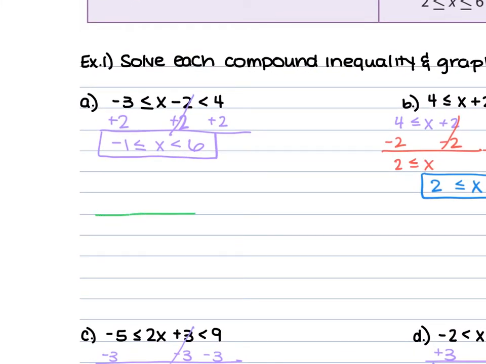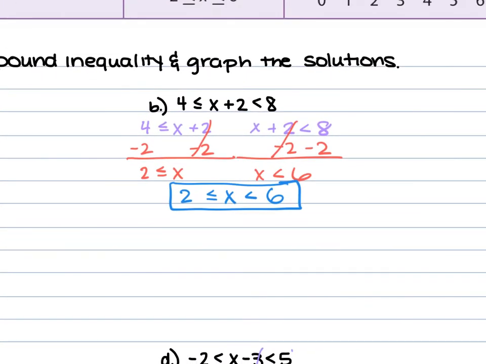Another way to do this, for example A, you'd have a -1 and a 6. You have a closed circle on -1 and open on 6. You can go up a little bit and connect them that way. So that way the line's above the number line. So that's fine as well. And then for B, we have a 2, we have a 6, closed circle on 2, open on 6, so we just connect the two circles.